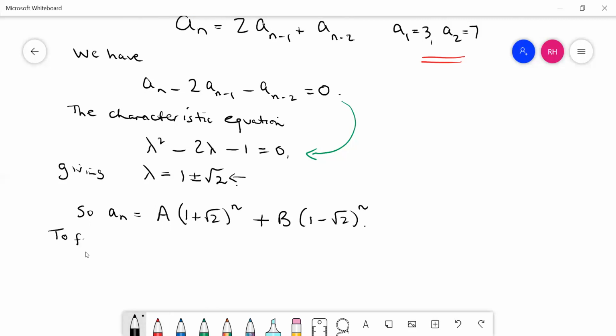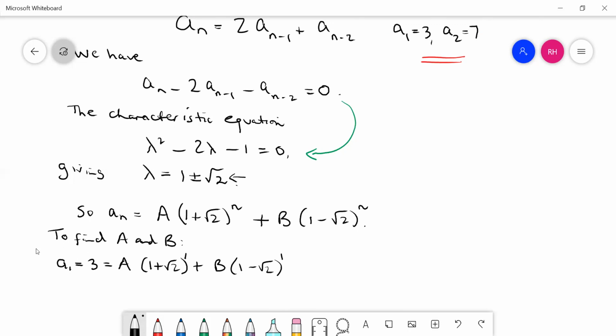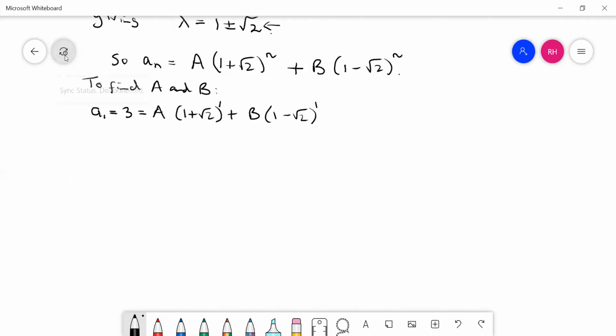To find A and B, we can say that A1 is equal to 3. We're told it's 3, so that must equal A times 1 plus root 2, and I'm just going to let n equal 1. And then the next one is 7, so A2 equals 7, and now we just let n equal 2, so the power goes up to 2.